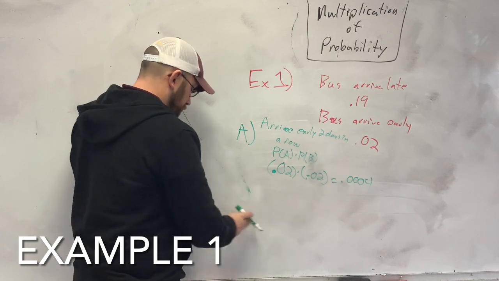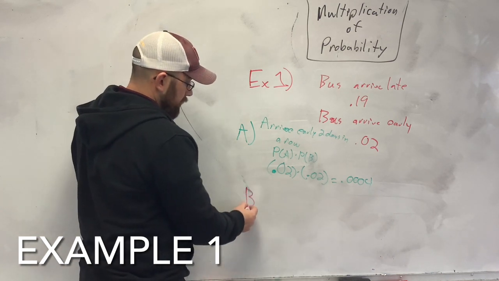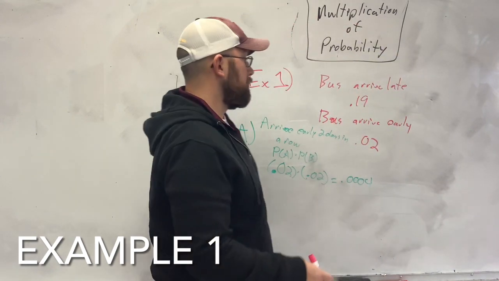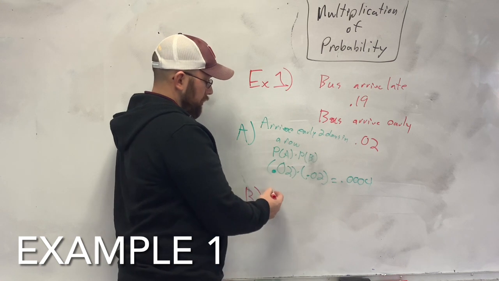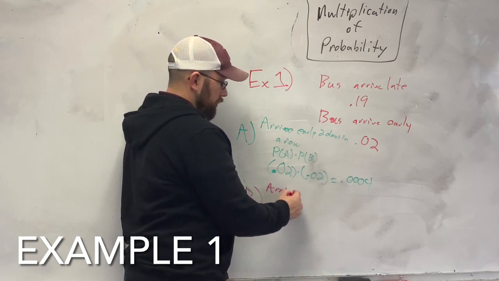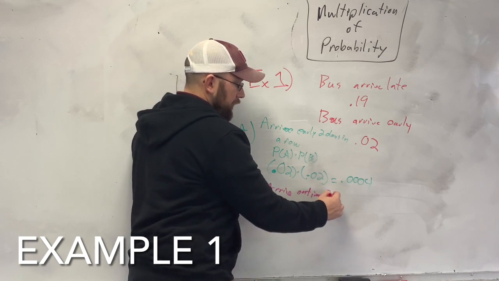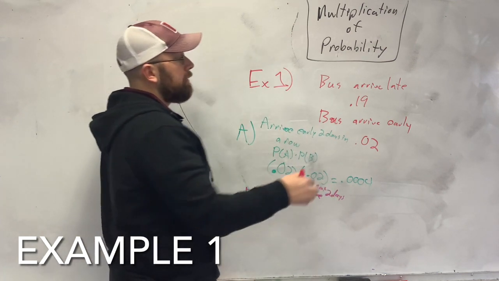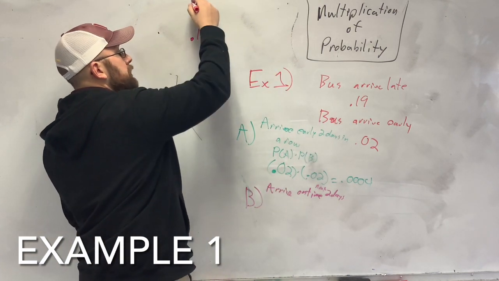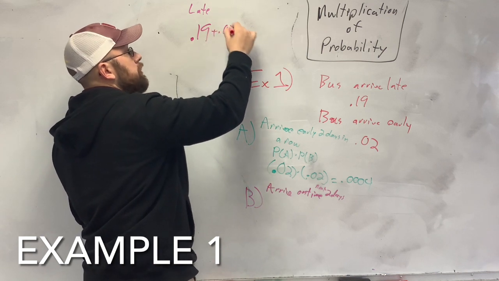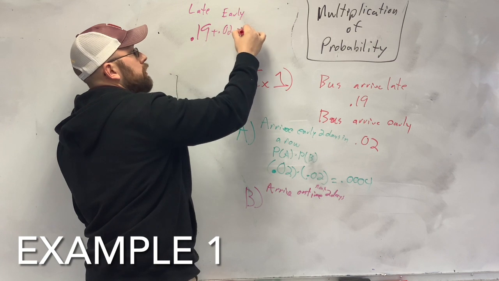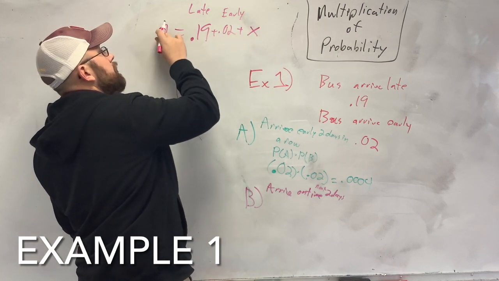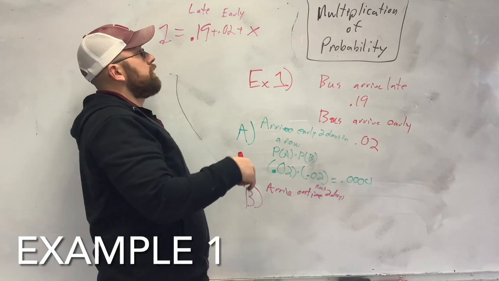All right, I'll color code this. Now the second part: what is the probability that the bus will arrive on time the next 2 days? You have to figure out the probability of actually arriving on time. If it's 0.19 that it's going to be late, and 0.02 that it arrives early, you add that to, we'll call it X, and this whole thing is going to equal 1, because you can only have 100% odds when you're doing this. So X is on time.